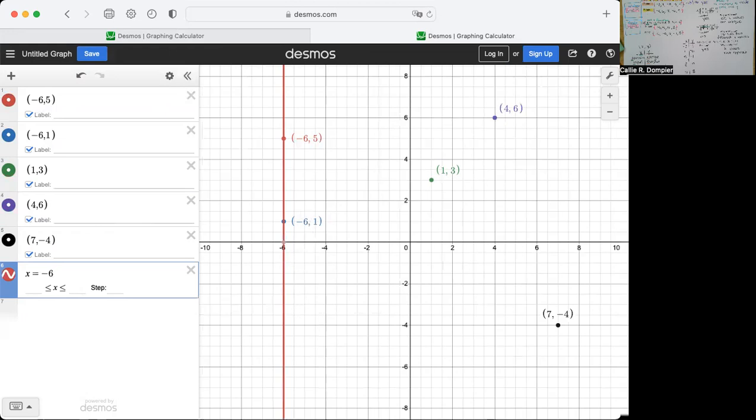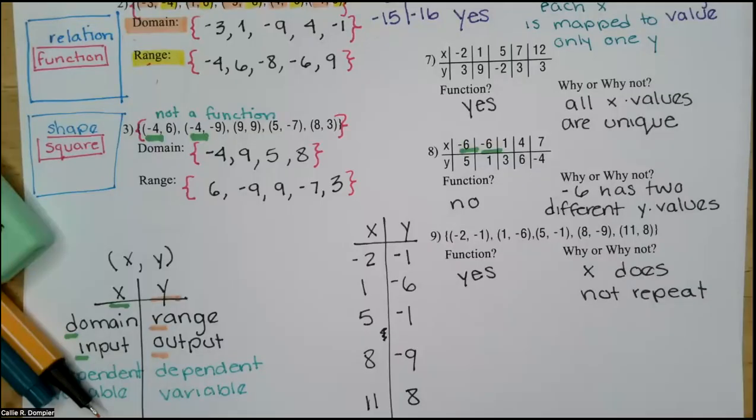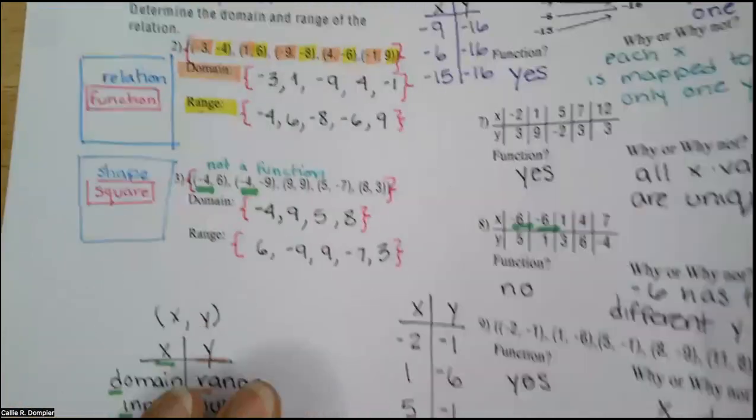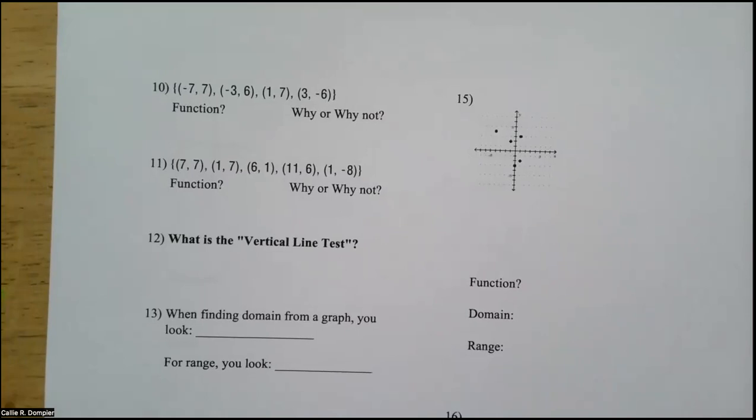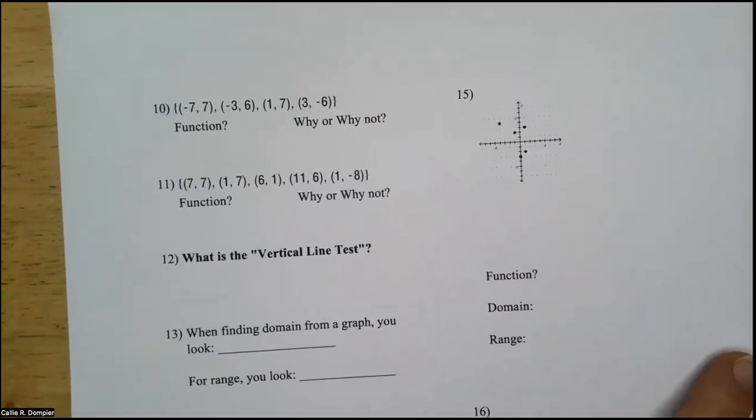So if you're just looking at the graph and points on the graph, or even like a line on the graph, if there are two places where a vertical line will intersect that graph, it is not a function, okay? All right. Number 10, is this a function? Why or why not?